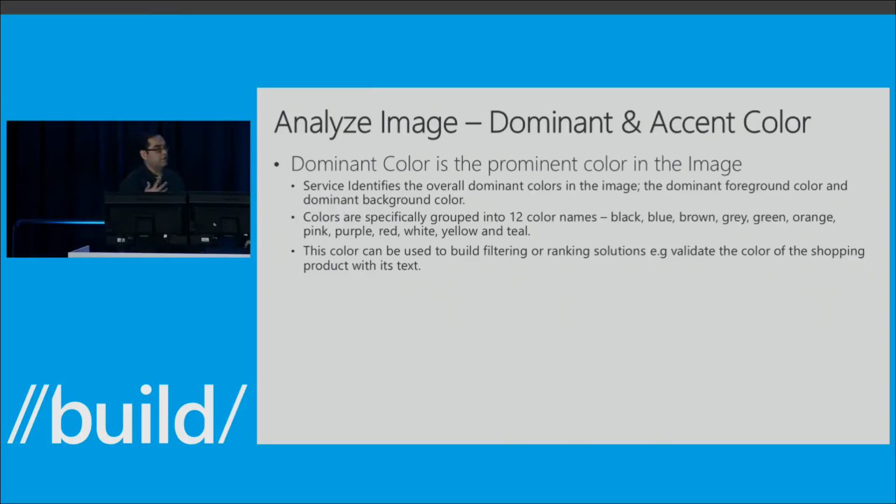If somebody gives you an image of a red shoe and says it's a red shoe, and you want to validate that, this can be very useful in those cases, and that's typically the cases where we use it in Bing.